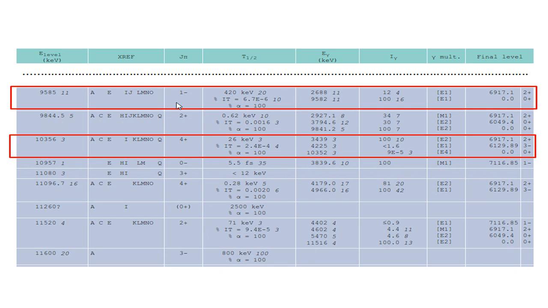So many of you have done this already, but we see our 1- state, which has a width of 420 keV, and our 4+ state, which has 26 keV. If you plug these numbers in, you get something that looks very much like the fit, or the calculation, that I just showed.